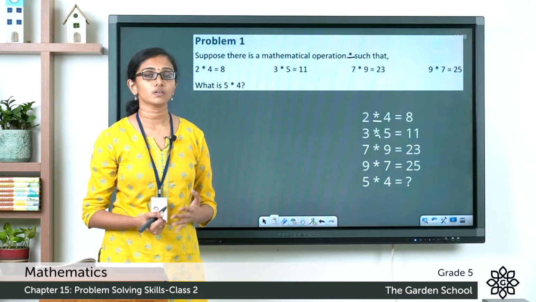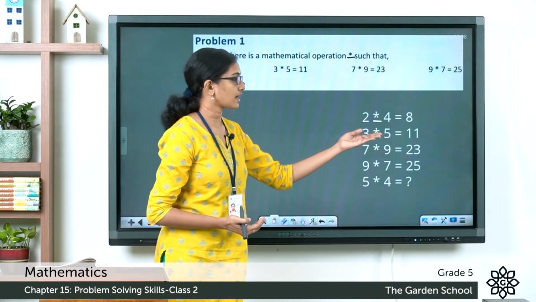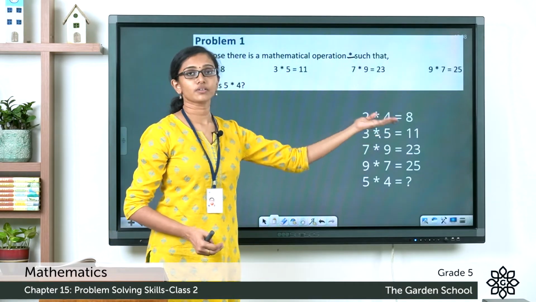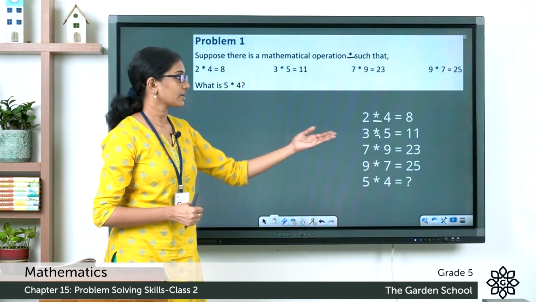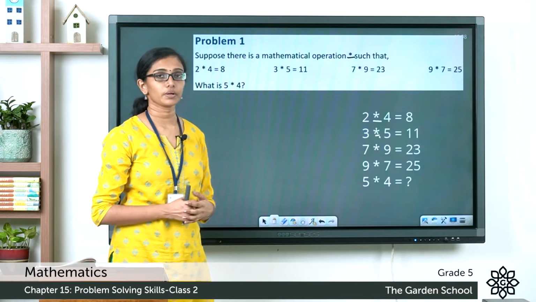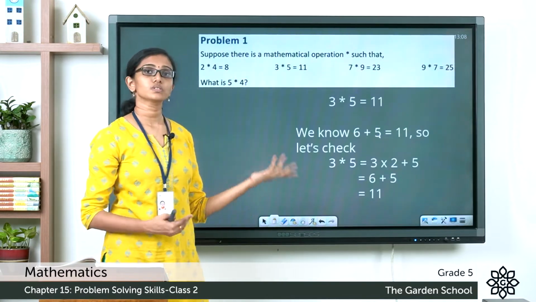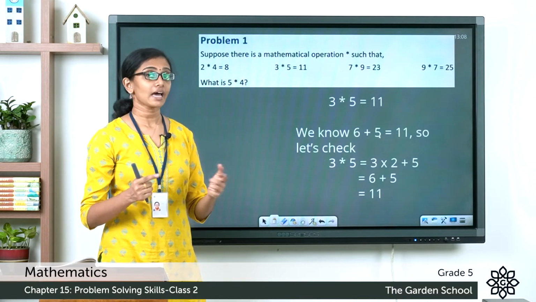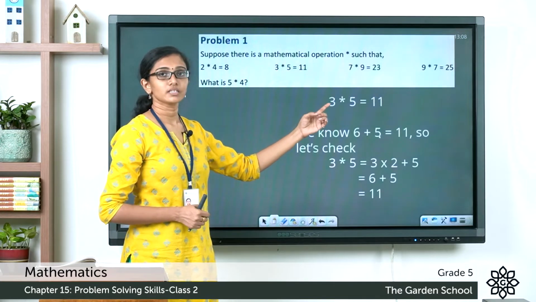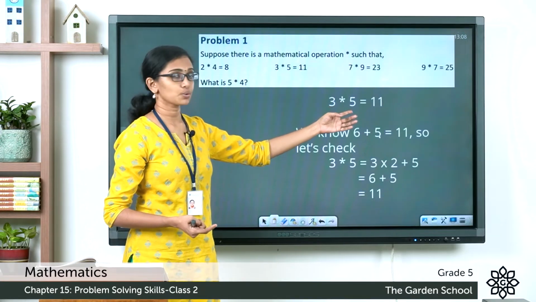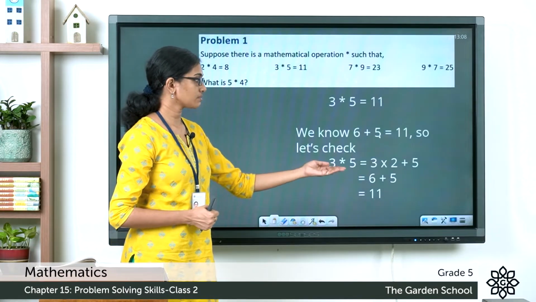So to find out what operation the symbol represents, let's have a look at the second fact. 3 symbol 5 equal to 11. We know 3 into 5 is equal to 15, but here it says 3 symbol 5 equal to 11. What should be added to 5 to get 11? We know 6 plus 5 equal to 11, and we know 6 is a multiple of 3. So if we multiply this 3 by 2 and add that to 5, we'll get the answer 11. That is 3 symbol 5.